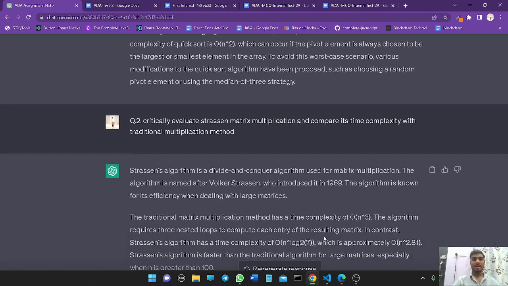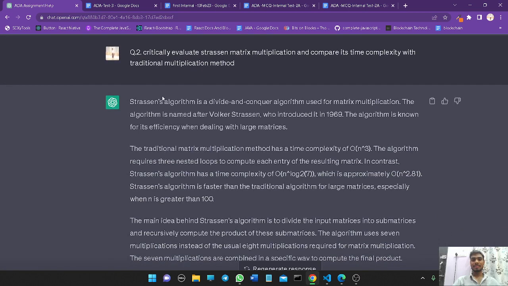Second question is, critically evaluate Strassen's matrix multiplication and compare its time complexity with the traditional multiplication method. Strassen's algorithm is a divide and conquer algorithm used for matrix multiplication. The algorithm is named after Volker Strassen, who introduced it in 1969. The algorithm is known for its efficiency in dealing with large matrices. The traditional matrix multiplication method has a time complexity of O of n cubed.